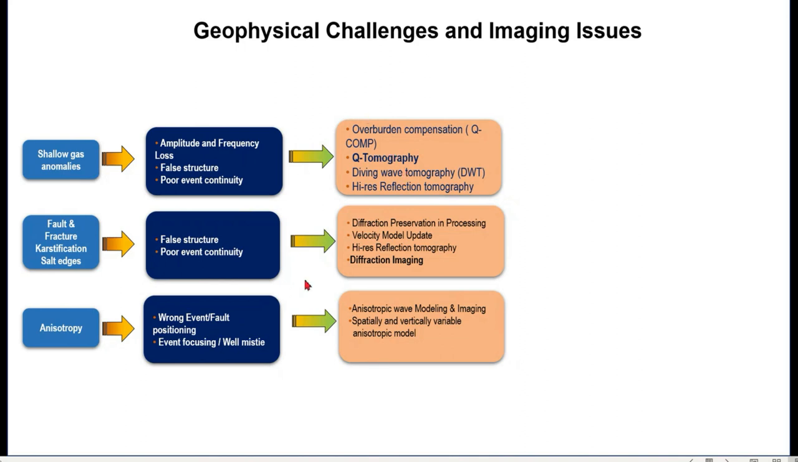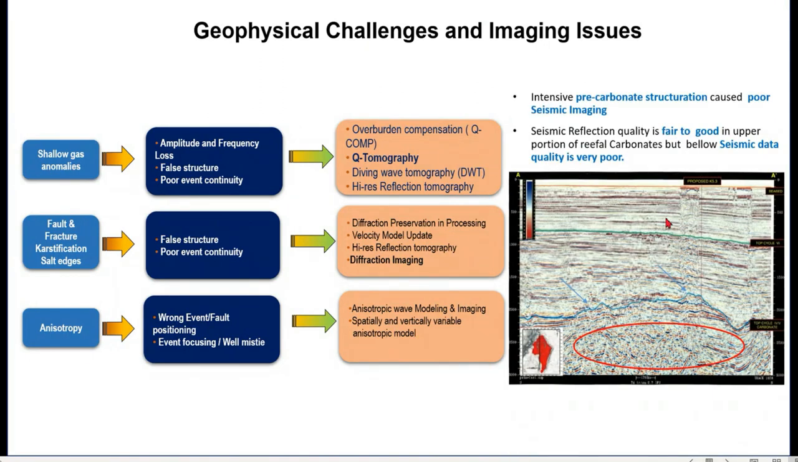But just to summarize this slide, we were focusing on the fault, fracture, salt, and calcification especially. So we came up with diffraction imaging. These are all the problems and these are all the solutions. Based on these solutions, we wanted to choose which method is better for us. That's why we chose diffraction imaging as the focus of this research.